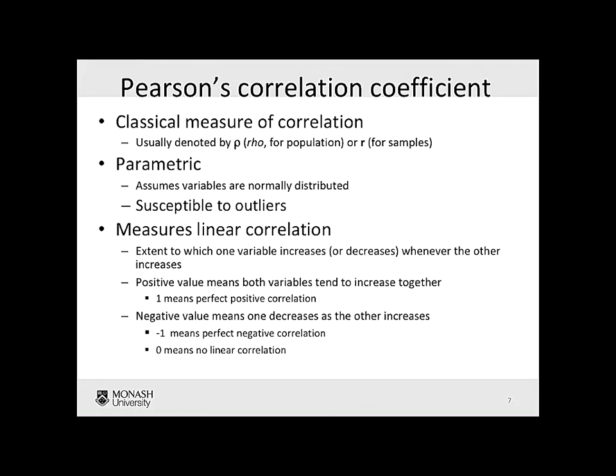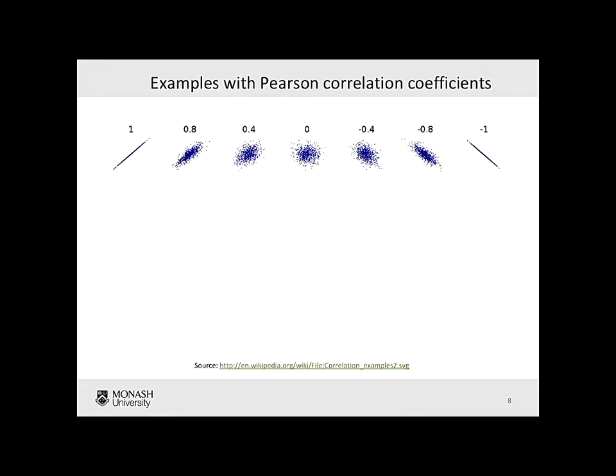But Pearson's correlation coefficient, that's the most widely used. It assumes variables are normally distributed, so it's the parametric test that we have. So this is the parametric version of a correlation coefficient. It can handle some outliers, and it's basically intending to measure, is there a linear correlation between these two variables? And as I said before, 1 means perfect, -1 means a perfectly negative correlation. So this looks something like this.